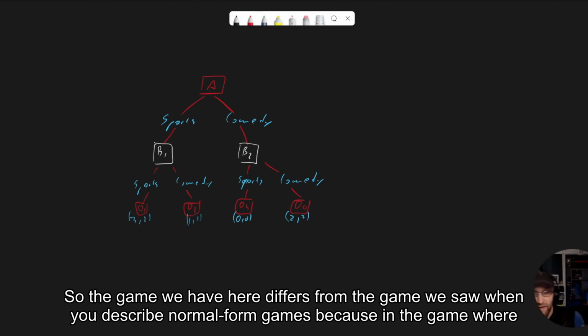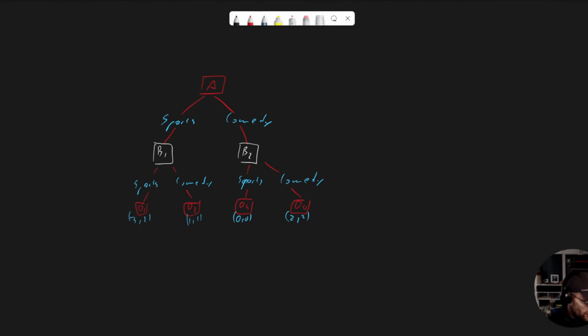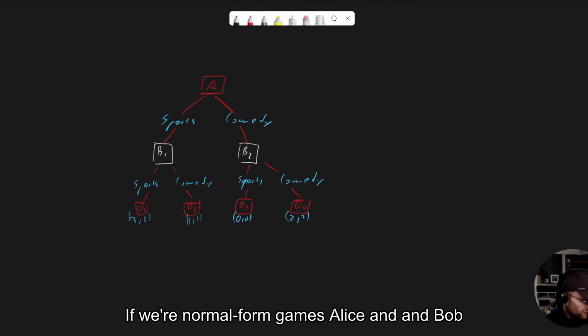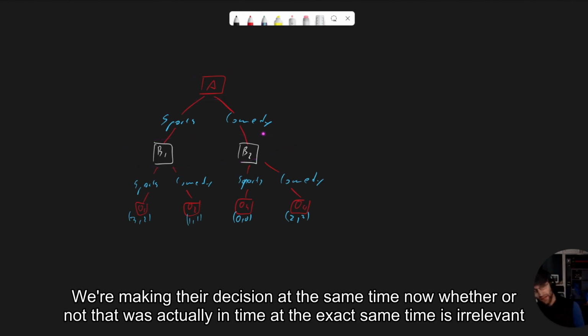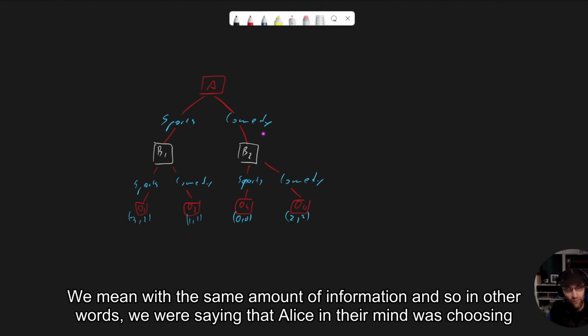So the game we have here differs from the game we saw when we described normal form games. Because in normal form games, Alice and Bob were making their decision at the same time. Now, whether or not that was actually at the exact same time is irrelevant. The real thing we mean when we say at the same time is with the same amount of information.